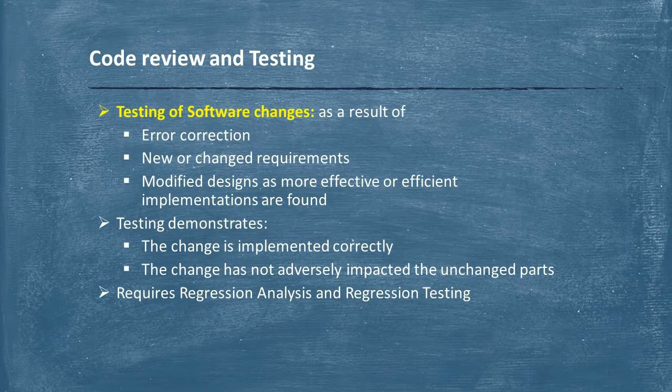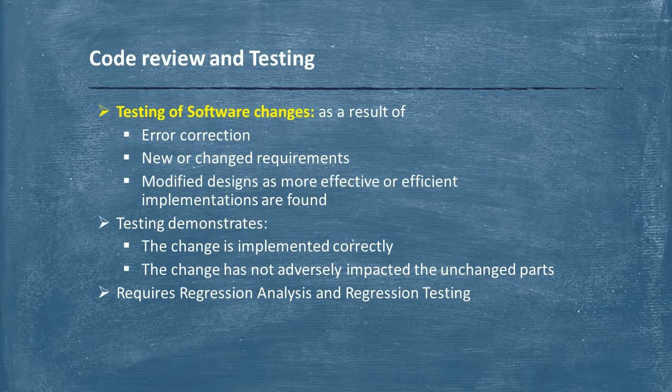Testing of software changes. There could be a change in requirement. The user might have given requirements at one point of time, and later on he might change them. So when you implement that change in the code, again it has to be tested. Similarly, when you find an error and make a correction, again it is tested. The design itself may undergo change. So after the design change, it has to be tested.